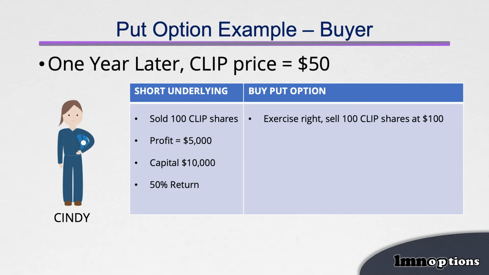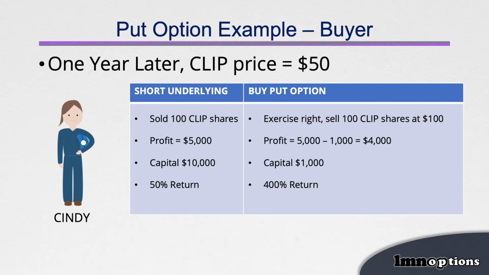And that would give her a profit of $5,000. And then we deduct the cost of the put option, which was $1,000, and this effectively will give Cindy a profit of $4,000. Her initial capital was the $1,000 that she paid for the put option, and this would give her a 400% return on her capital. Using a put option as compared to short selling the underlying can lead to a much higher return on capital.